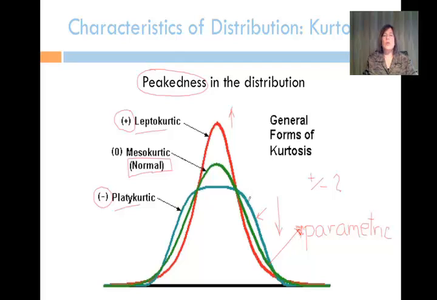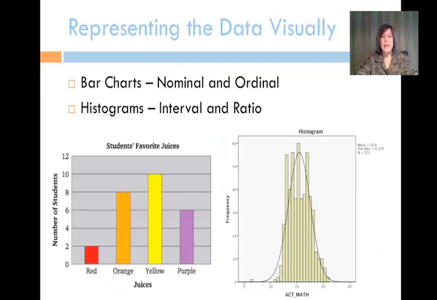Okay, so these are the words for the descriptive statistics that we use to represent one variable. But let's look at what it might look like. How do you visually represent one variable? Well, it depends on your level of measurement, of course. When you have categorical variables, you can use bar charts to represent the data visually.